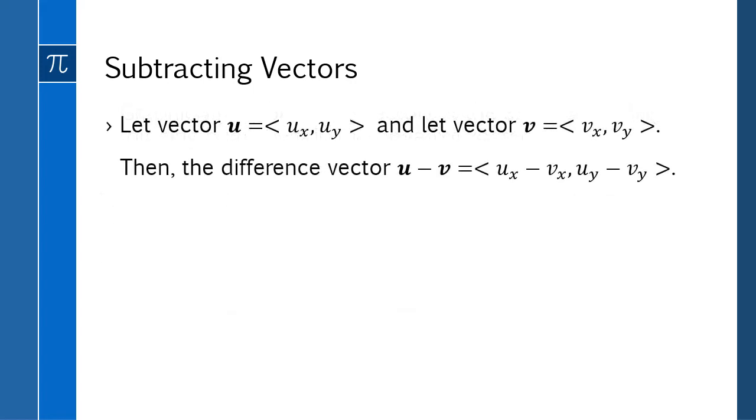Computationally, if you are subtracting two vectors, then you just subtract the coordinates. So this is very similar to addition. If you are adding the vectors, you would add the x coordinates. Subtraction, vector u minus v, then you would subtract the x coordinates of the two, and you would subtract the y coordinates of the two.